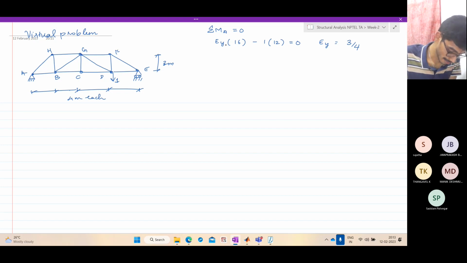Once this one reaction is known, we can compute everything else. So EY is 3 by 4, which means AY is 1 by 4.